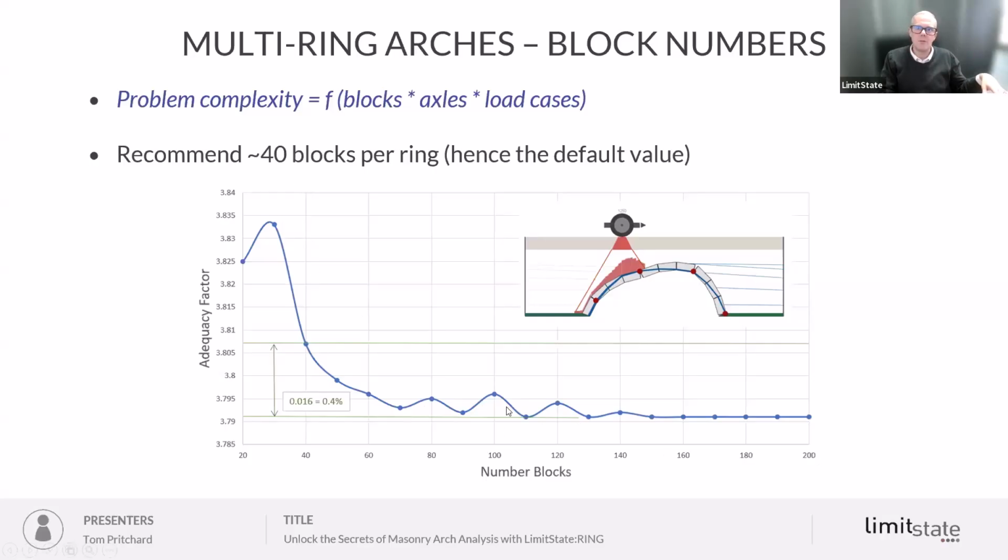you'll notice that it goes down, wiggles about a bit, converges at around the 70 block point. But importantly, the largest drop occurs much earlier, and the error at 40 blocks is only about 0.4%, which is very acceptable. Now, you might argue that most real-world bridges aren't as simple as this, and even more complex structures do give results within a few percent of this true converged solution when we're using 40 blocks per ring. So this approach keeps RING fast and efficient, and this is especially helpful when analyzing larger or more complex structures.